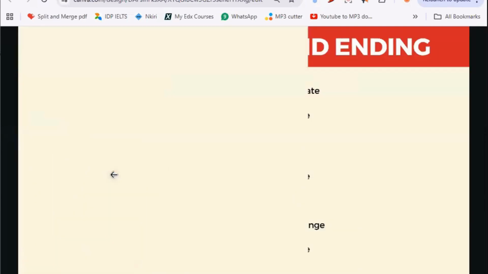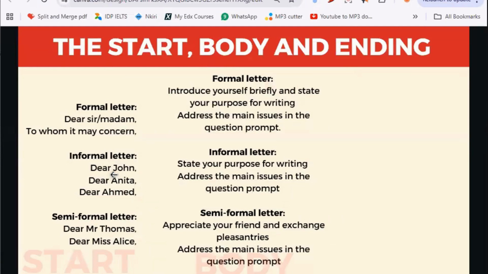Okay? Now, what if we have a semi-formal letter? How do we write the main body for our semi-formal letter? Number 1, state your purpose for writing. Clearly state your purpose for writing. In some cases, you can actually introduce yourself. You're going to see one example very soon. In some cases, you can introduce yourself. If the person is not really familiar with you, it's okay to introduce yourself.